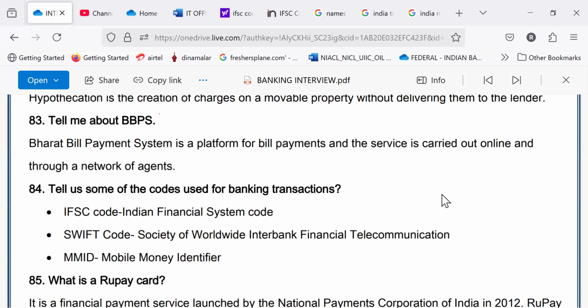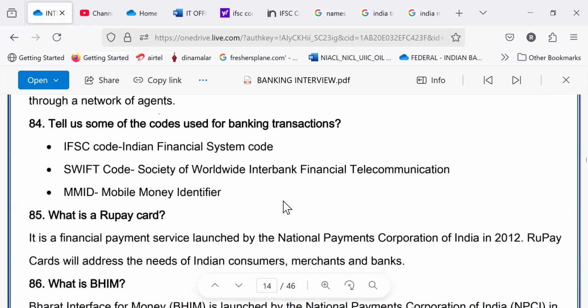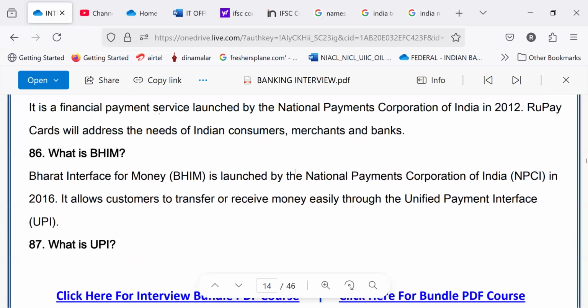Please read again. Tell us some of the codes used for banking transactions. IFSC code, Indian Financial System Code, SWIFT code, Society for Worldwide Interbank Financial Telecommunication, MMID, Mobile Money Identifier. Good. You must know all these things because in IDBI interviews these questions are routinely asked.